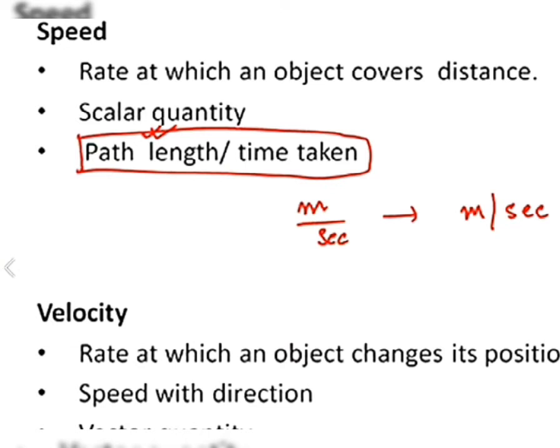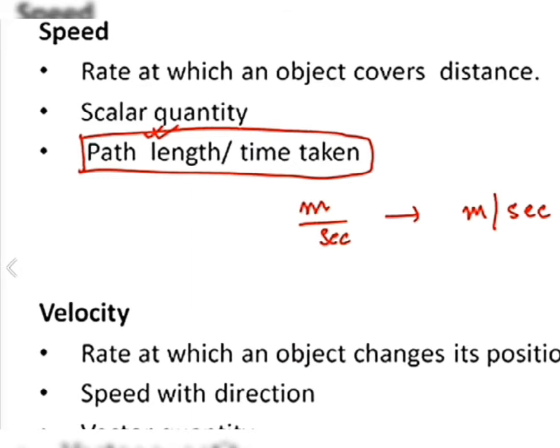So the way there is a difference between distance and displacement, similarly there exists a difference between speed and velocity. Speed is a scalar quantity, velocity is a vector quantity. Both have the unit meter per second. Speed is given by total distance covered divided by time. Velocity is given by total displacement covered divided by time.